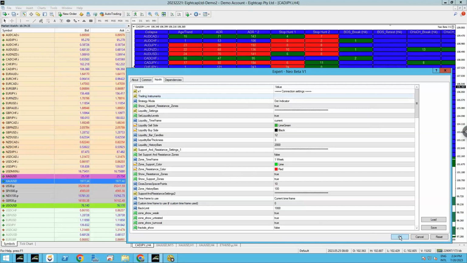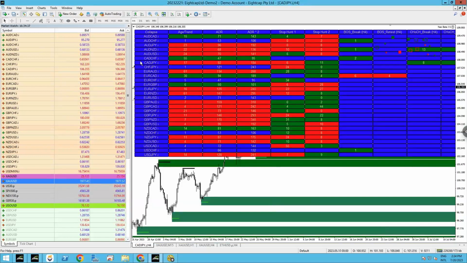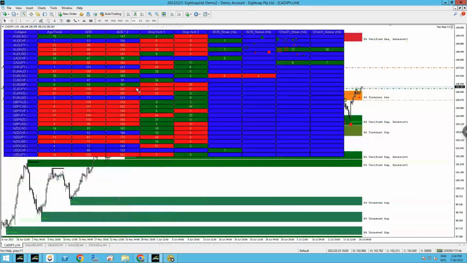And let's just do OK here. And then if Neo does load up on your chart, like how you can see here, this sticks in the corner. You need this to stick over here. This Neo Beta version 1, it needs to stick in the corner right up there. You do not need a smiley face because the expert advisor is not programmed at the moment. So it's cool, you don't need that. All you need is Neo Beta version 1.